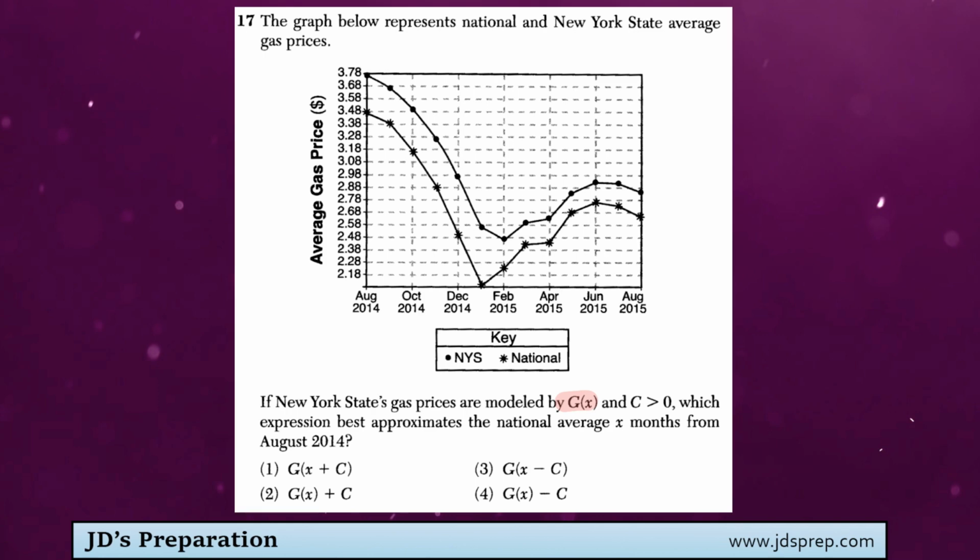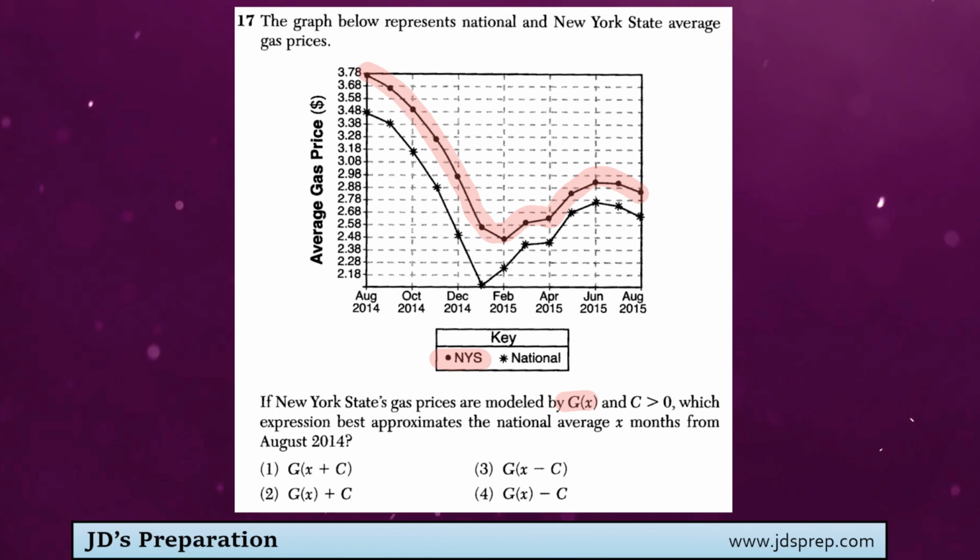So the first important thing we need to figure out is which plot represents the New York State's gas prices. And we can see in the key that it is represented by the dots, not the stars. So that's this line here.